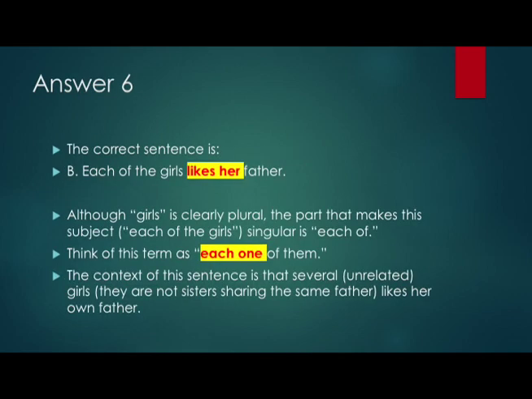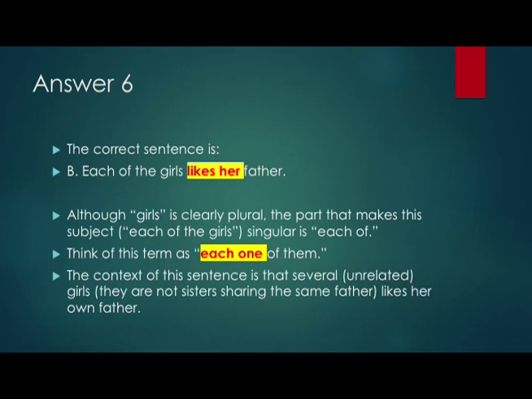The correct answer here is B. Each of the girls likes her father. So, although the word girls is clearly plural, the part that makes it the subject of this sentence is each of the girls, singular, because of the words each of. So think of that as being substituted as each one or each and every one of them. Okay, so each always means just one at a time.